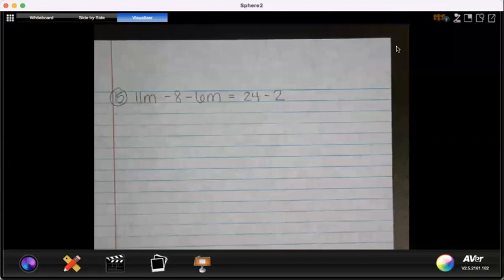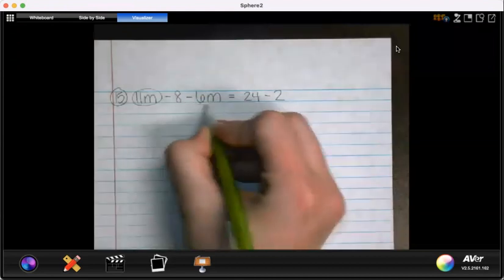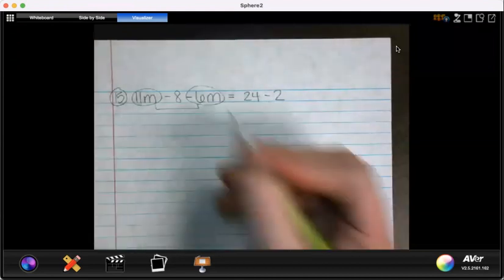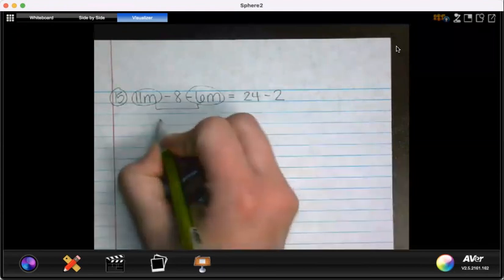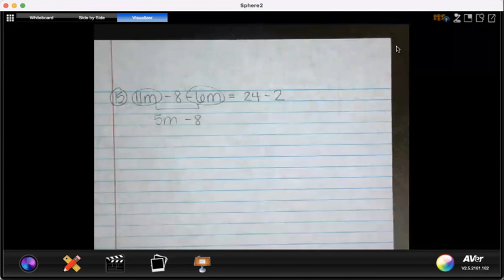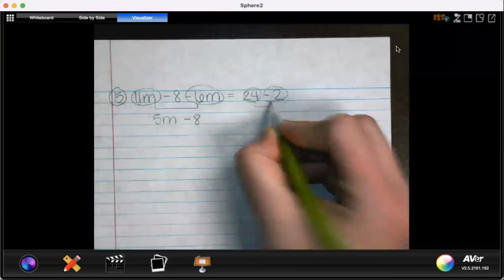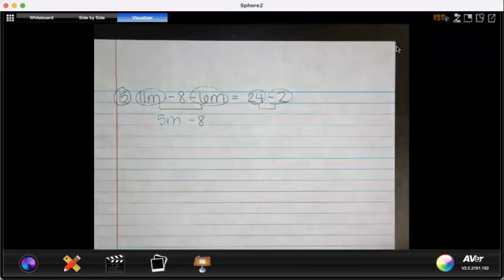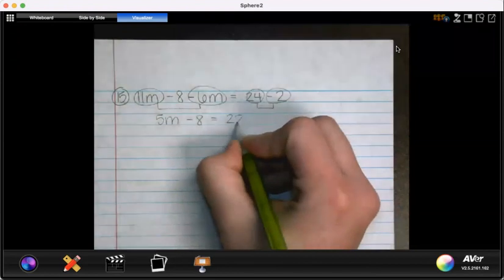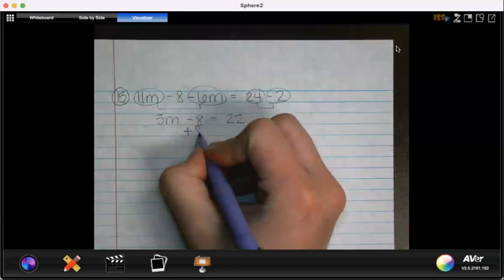Let's see how you did. As we can see, these are like terms. So 11m minus 6m would give us 5m minus 8. And 24 and negative 2 are also like terms. They're both numbers without variables, so simplified would give us 22. From here, we would add 8 to both sides.